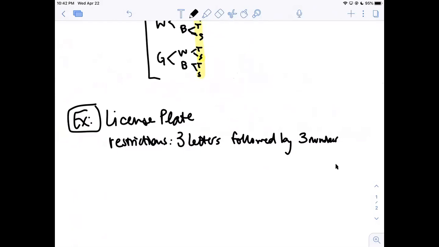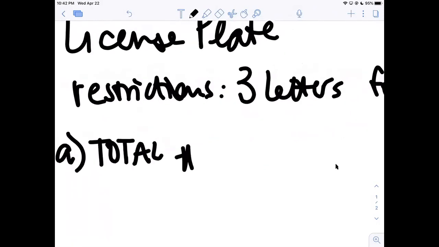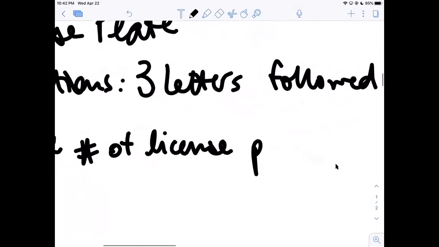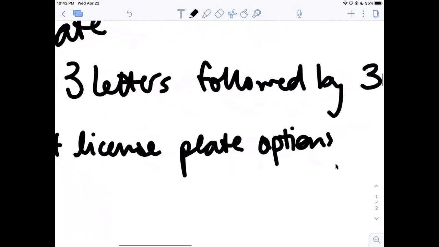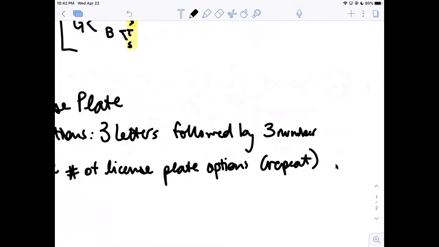So first thing we're gonna do is find the total number of license plate options if there's no limit on whether letters repeat or not. So we're just gonna find the total number of license plate options we can have. I'm gonna write repeat behind it, which means that you're allowed to repeat, you're allowed to use all letters, all numbers, all of that fun stuff. So there's no other restrictions besides the fact I've got 3 letters and 3 numbers.